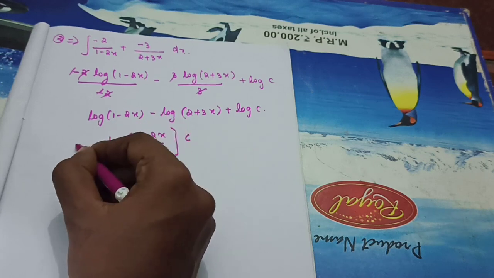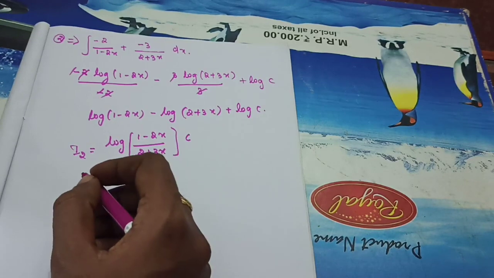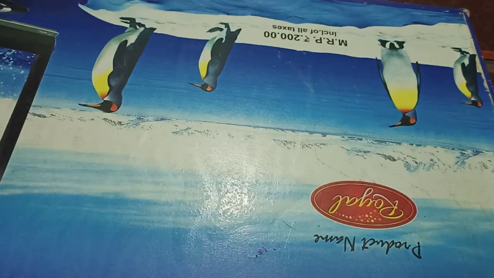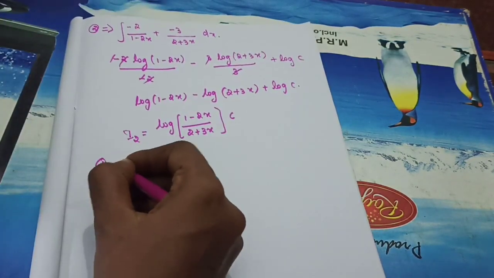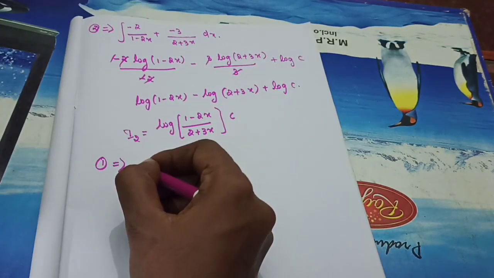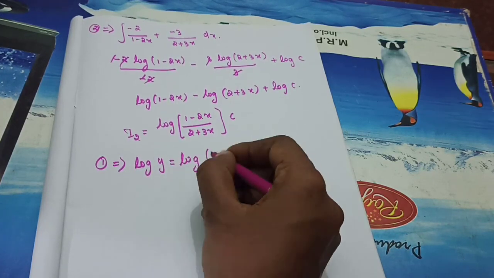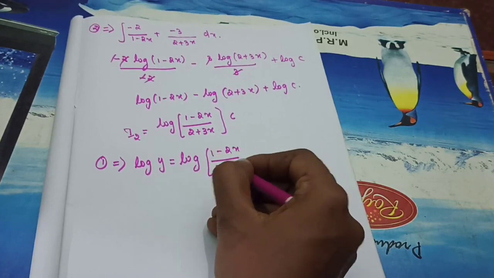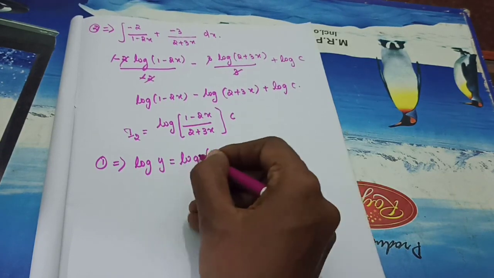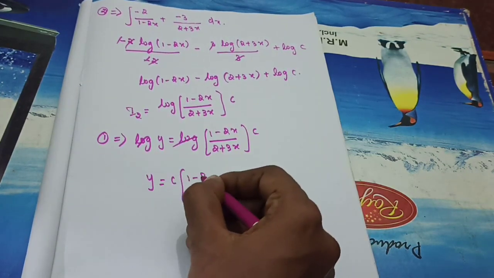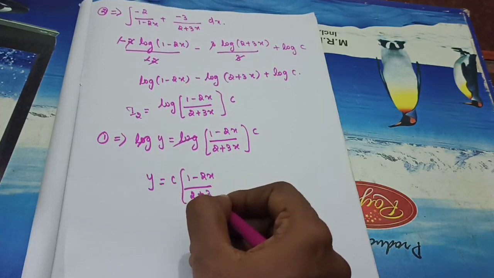So in the place of I2, what you need to do? Substitute the value there. What will happen now? Which one did you take as an equation? Equation 1, is it right? So now substitute in equation number 1. Right hand side, what's the value you got? So log y equal to log of (1 minus 2x) divided by (2 plus 3x) into c. So log and log get cancelled. What's the balance? y equal to c into (1 minus 2x) divided by (2 plus 3x).